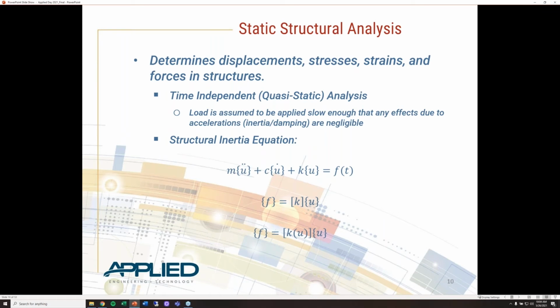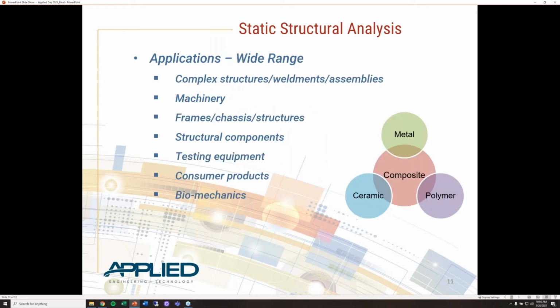Starting with static structural analysis, this type of analysis determines the displacements, stresses, strains, and forces in a structure. Static structural analysis is a time-independent or quasi-static analysis, and this means that the load is assumed to be applied slowly enough that we're basically neglecting acceleration. I have the structural inertia equation listed here, and for static structural analysis, we simplify that down to the linear matrix and nonlinear matrix form. So again, no dynamics at play here.